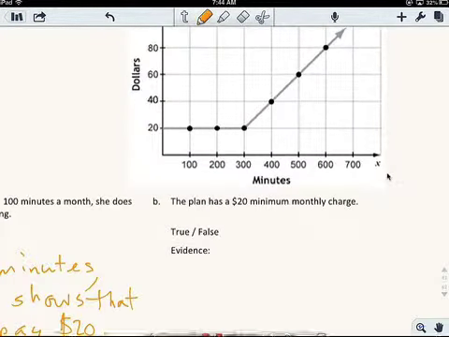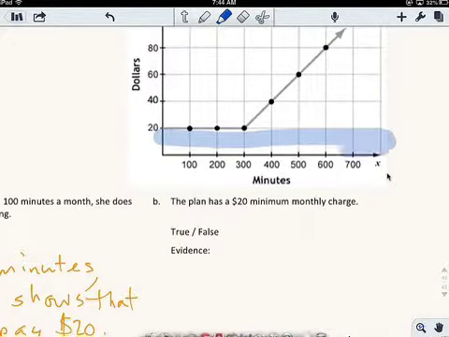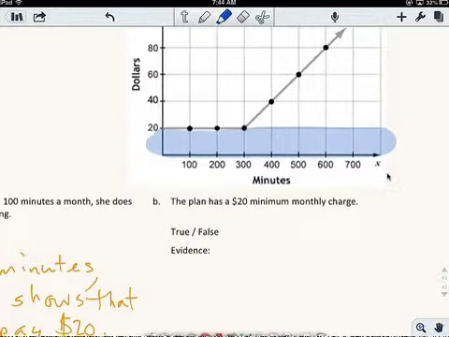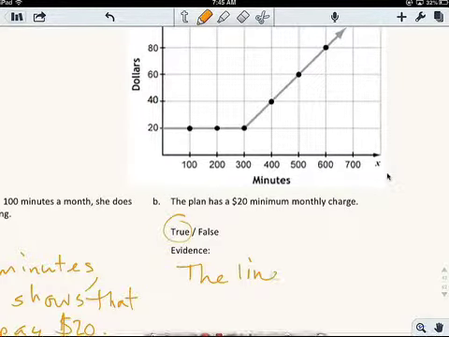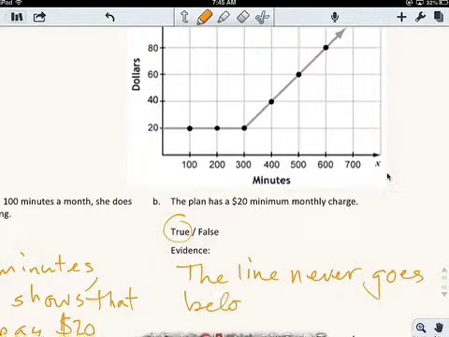Okay, the plan has a $20 minimum monthly charge. Let's look. I'm looking and I see no part of the graph anywhere less than 20. So there's no points and no lines graphed in that part that I've highlighted there. But there is charges here. And it looks like the charges never get below this $20 mark. And so I think that that is true. I'm going to write that the line never goes below $20.